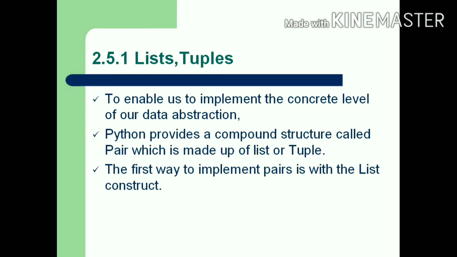Second point, Python provides a compound structure called a pair, which is made up of a list or tuple. Compound means more than one item. The first way of implementing pairs is with the list. Now we discuss the list.